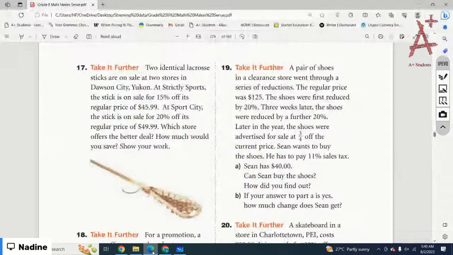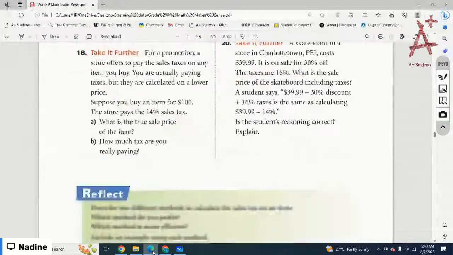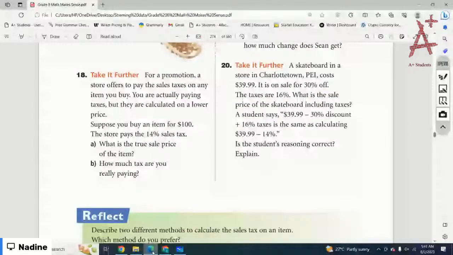Let's just do question number 20. A skateboard is on sale for 30% off. The taxes are 16%. What is the sale price of the skateboard including taxes? A student says 39.99, 30% discount plus 16% tax.